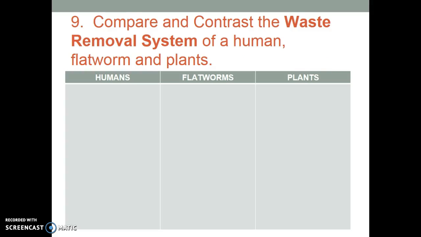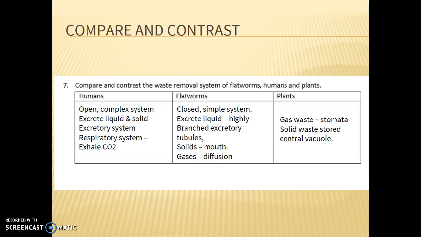Compare and contrast the waste removal system of human, flatworm, and plants. Humans have an open system, very similar, works alongside their digestive system. It's complex as far as we are excreting liquid and solid through that excretory system. And then our respiratory system, so think lungs, are exhaling that CO2, or carbon dioxide. So that's how we are getting rid of things that our body does not need.